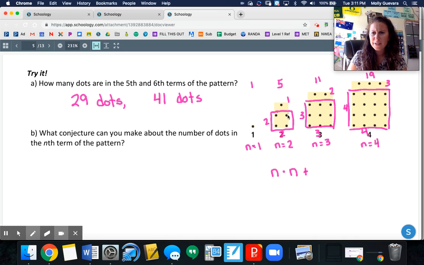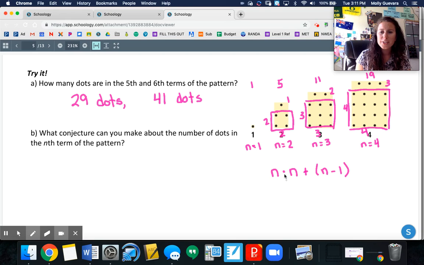So now I've got to figure out a pattern with this number. When n is 2, it's a 1. When n is 3, it's a 2. When n is 4, it's a 3. So I notice that it's 1 less than whatever n is. So it's n minus 1, right? Whatever n is, if n is 4, it's 4 minus 1, which is 3. If n is 3, it's 3 minus 1, which is 2.